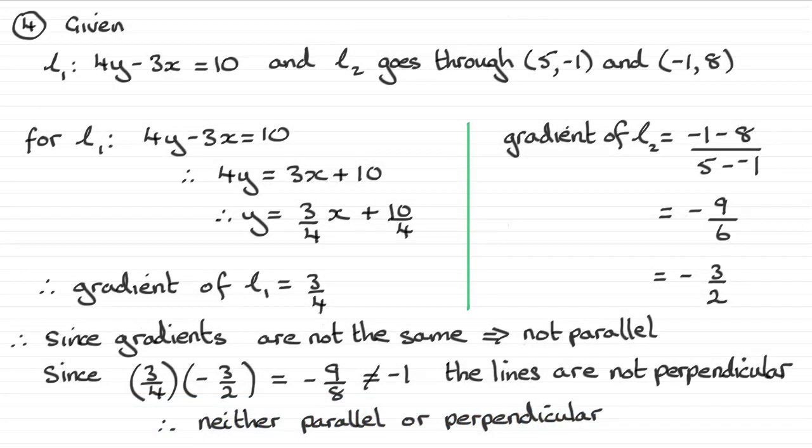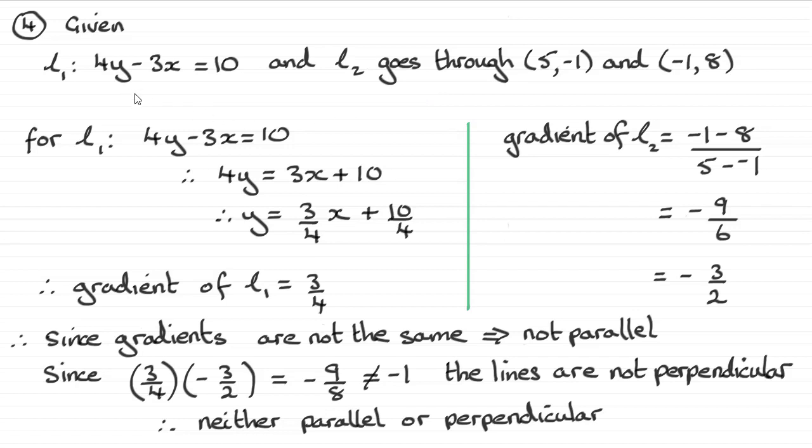So for question 4 then, we're given these two lines, L1, and we're told that the second line, L2, goes through these two coordinates. And so if we're to see if the lines are parallel, perpendicular, or neither, what we've got to look at then is the gradients of each of these two lines. If they're parallel, they'll share the same gradient. If they're perpendicular, the product of the gradients should be -1. And if neither of those cases exists, then the lines will be neither parallel or perpendicular.